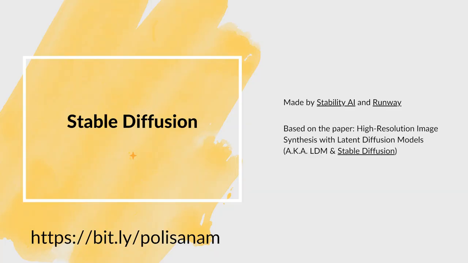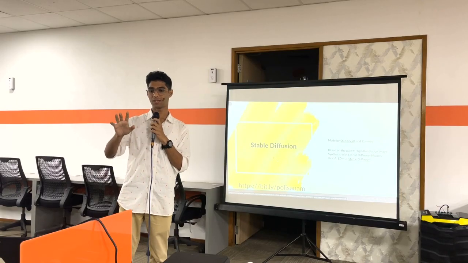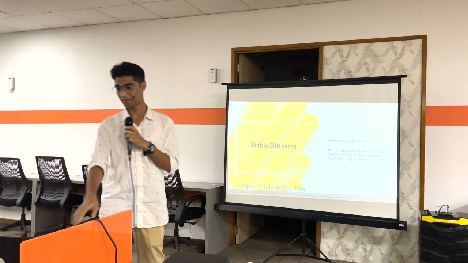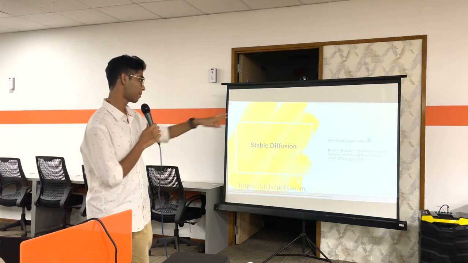Alright, so now let's talk about Stable Diffusion. We know about Midjourney, we know about DALL-E by OpenAI. Both of these are text to image generation software which are proprietary. Stable Diffusion is an open source alternative. It is made by Stability AI and Runway. Both these companies are pretty famous.